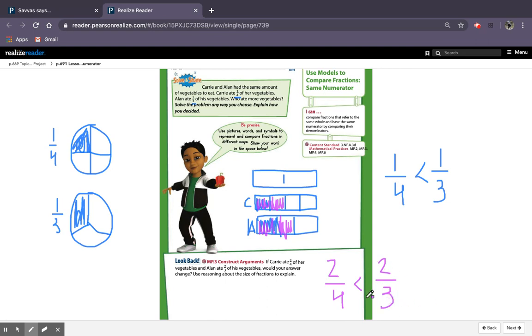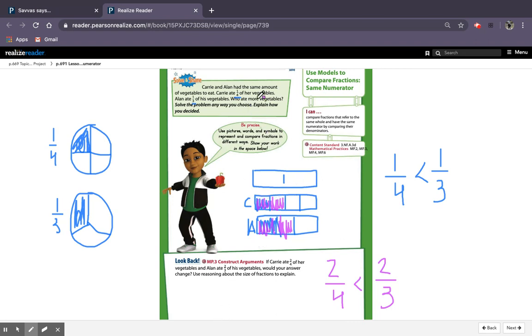So just looking at it like that, that's the only thing I would change. Using the reasoning of the size of fractions to explain, 2 1/3 sections is more than 2 1/4 sections if using the size of fractions.